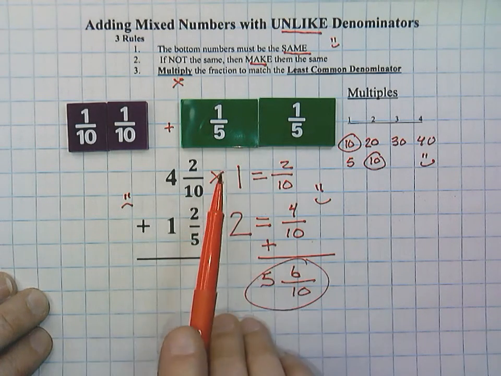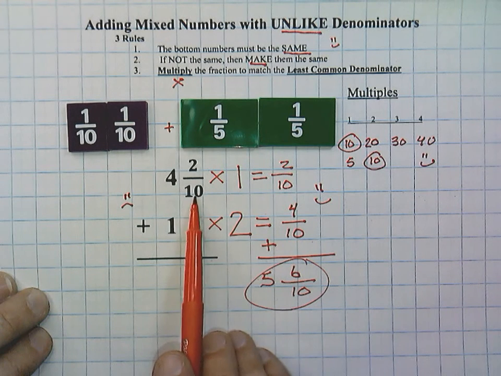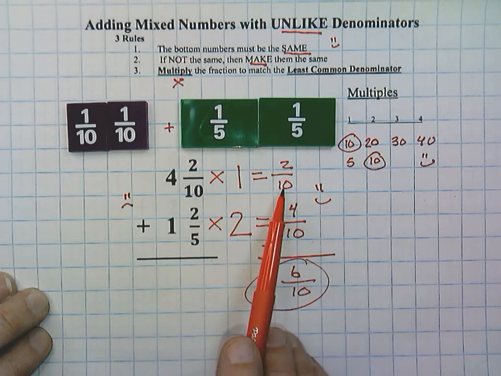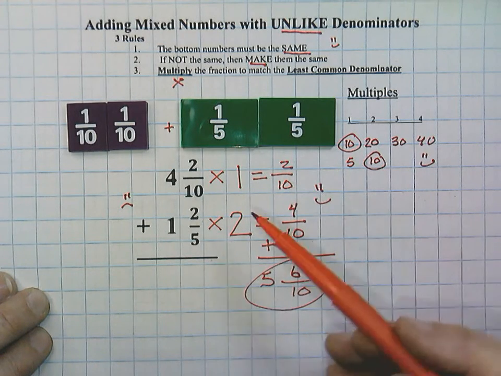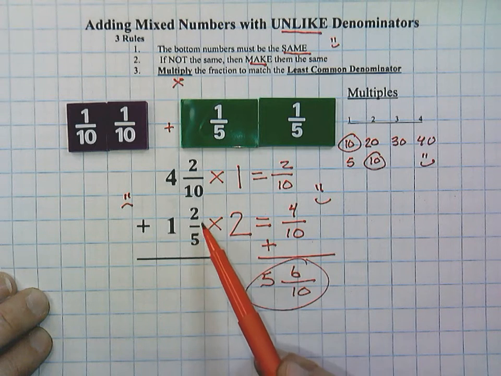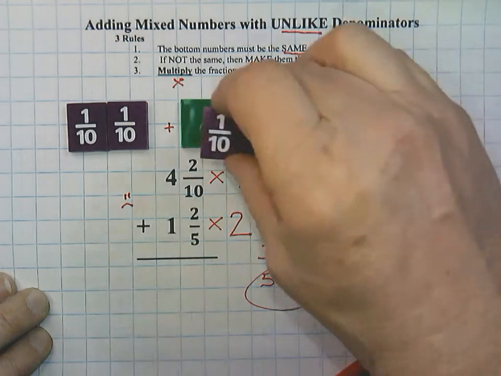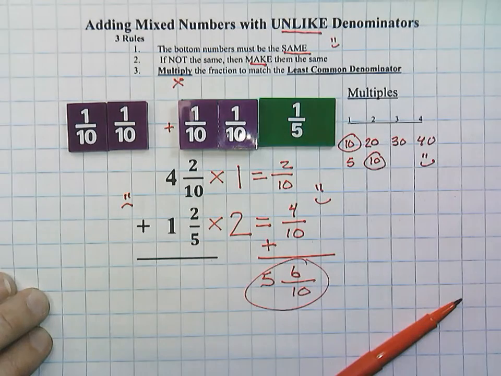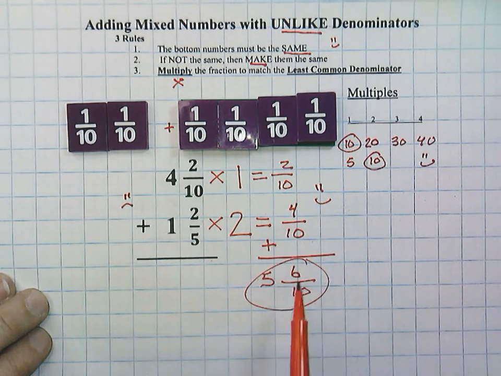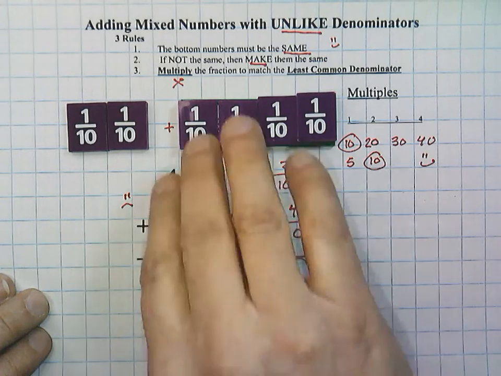Showing it with the models, what did we do? The tenths that you see here stayed the same, and we just showed that mathematically by multiplying by 1, just to make sure that we had all our boxes checked here. The fifths is really what changed, and we just multiplied that by 2. We did 2 fifths equals 4 tenths, and that would show how that works. Notice they're the same size, and we got a total of 1, 2, 3, 4, 5, 6 tenths.